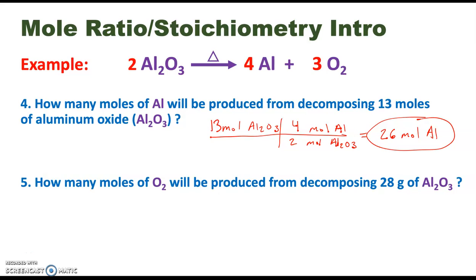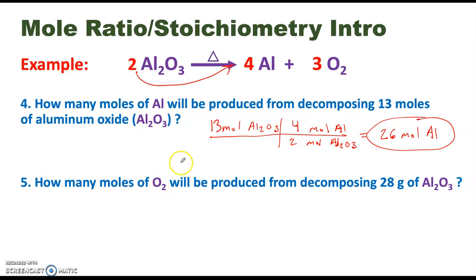We ended the last video doing problem number 4, which was simply a mole ratio problem. You started out with 13 moles of aluminum oxide, then it asked how many moles of aluminum. Because there's a 2 to 4 ratio, you essentially ended up doubling the original amount, 13 times 4 divided by 2, to get 26 moles of aluminum. That's a mole to mole problem.